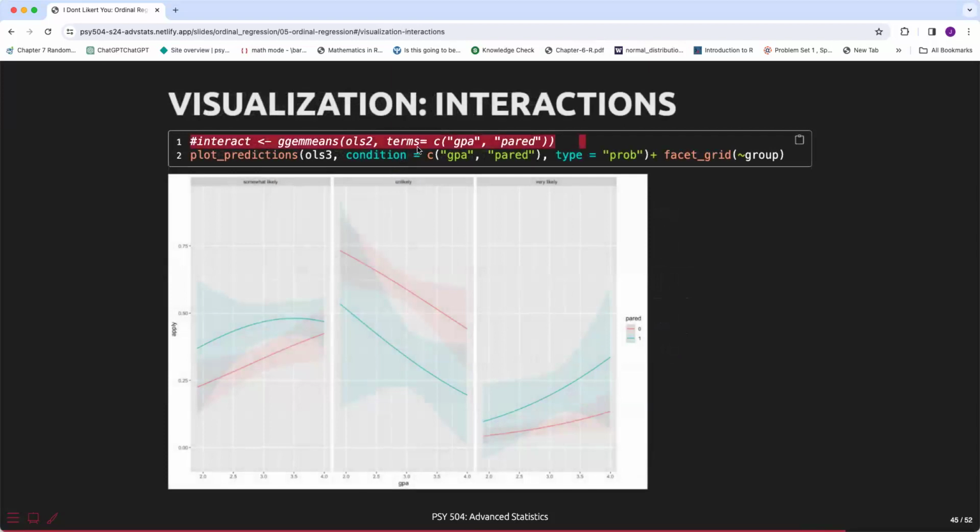So we can actually visualize our interaction here. This is with the plot predictions function for marginal effects. Again, one line of code, and it could produce something pretty nice like this that you can then modify with ggplot syntax. But hopefully we can see here that the slopes are essentially parallel, right? There doesn't really seem to be any type of interaction going on here within the categories. But this is one way that we can visualize it.